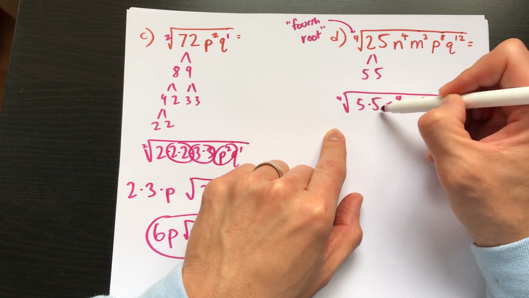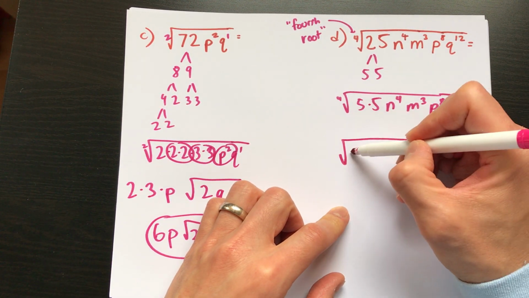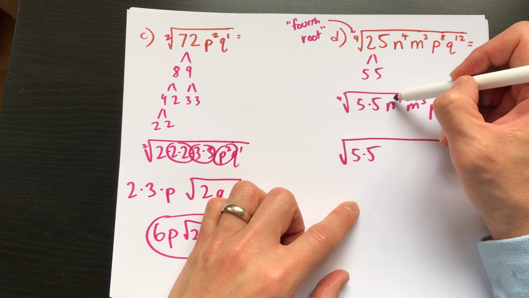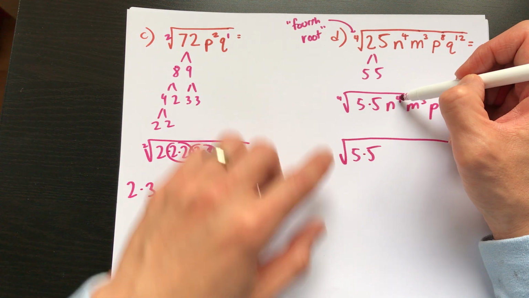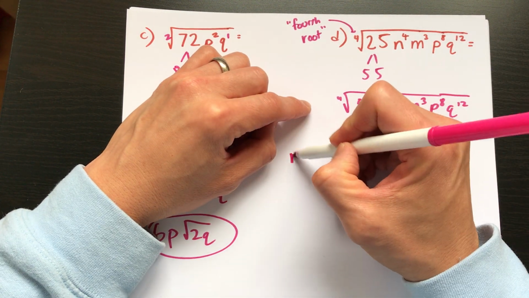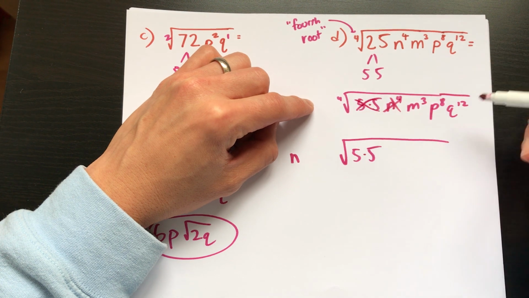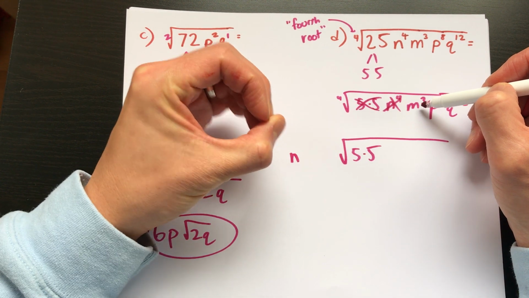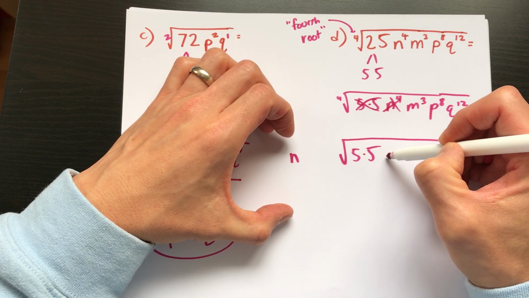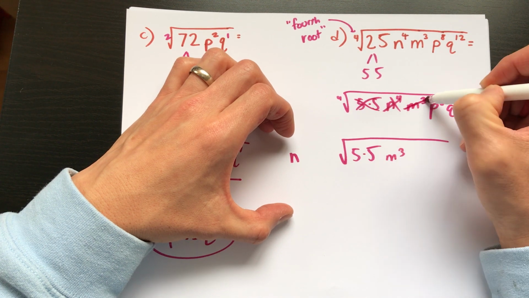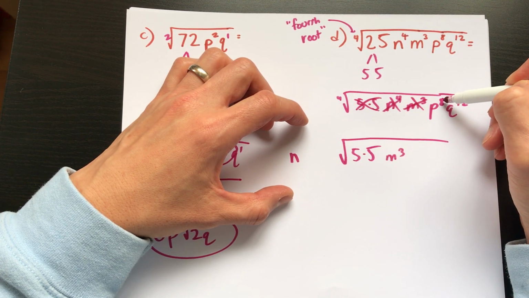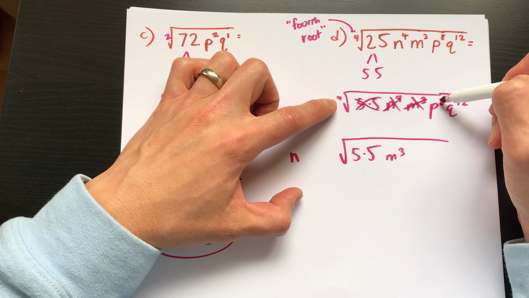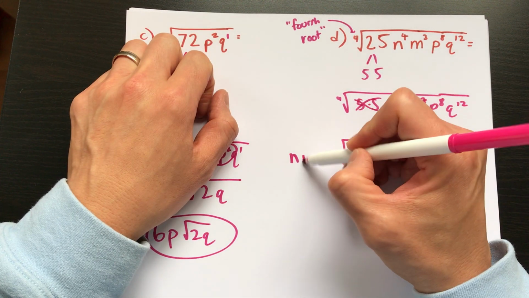There's no group of 4 here, so that's just going to stay as 5 times 5. And then I have a group of 4 n's right here. So how many groups, if I have 4 nectarines, how many groups of 4 can I make? I can make 1 group. If I have 3 mangoes and I want to make a group of 4, how many groups can I make? 0. So that's m cubed. If I have 8, what's a fruit that starts with P? Plums. If I have 8 plums and I need to make a group of 4, how many groups can I make? I can make 2 groups, p squared.